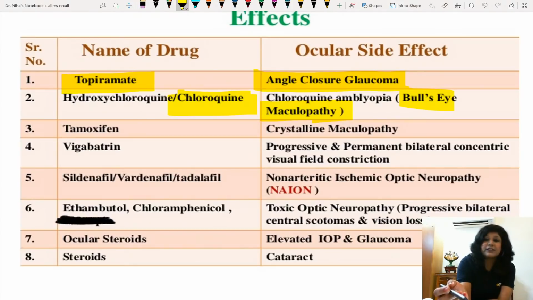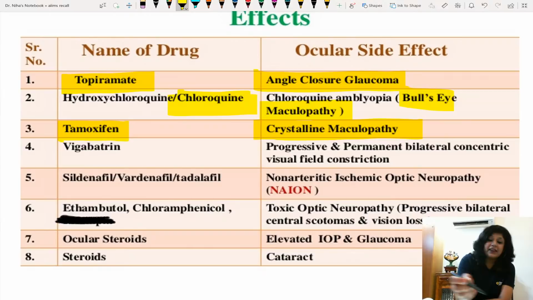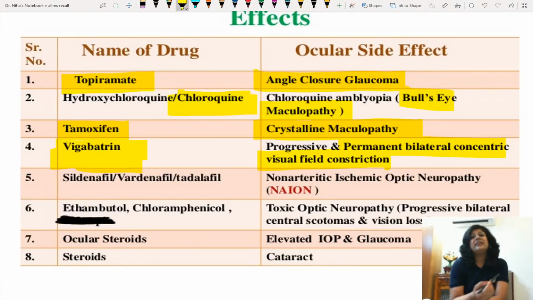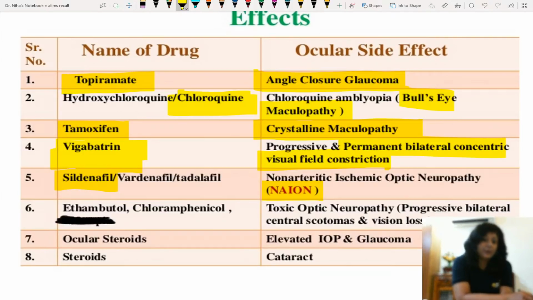Then comes the tamoxifen. Remember that tamoxifen is responsible for a crystalline kind of maculopathy, and very soon we will be having an off the rewind series related to these ocular complications of the drugs, and there I'll be discussing everything in great detail also. Then see this, the drug that has been asked this time, vigabatrin, permanent bilateral concentric visual field constriction. Then sildenafil, because so many people are taking it for infertility, this is actually causing the non-arteritic kind of ischemic optic neuropathy.